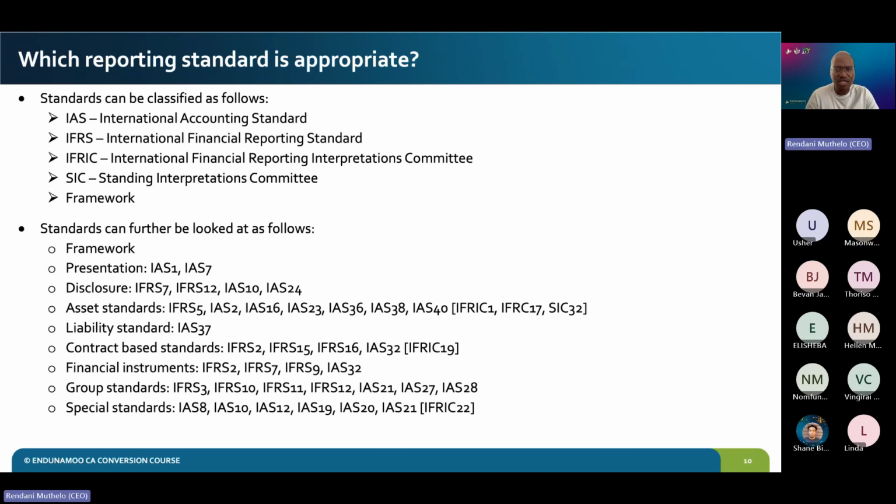IAS 1 then gives us a guideline of where to take things. How should we present them to our user? That is what it's telling us. It's not telling us any disclosure requirements. It's telling us how we should present it. Another way to think about presentation is to ask yourself, where can I find this in the financial statements? For instance, if I say we recognized a revenue of 100 million this year, and you ask me where do I see that 100 million revenue, I'll tell you, go to the P&L, that's where it's presented.